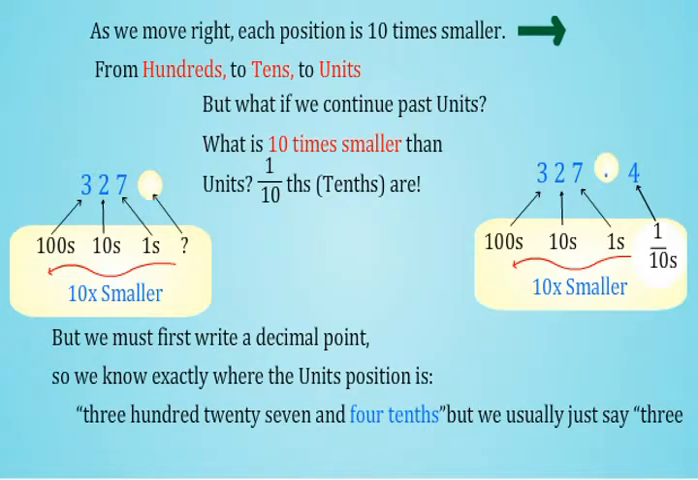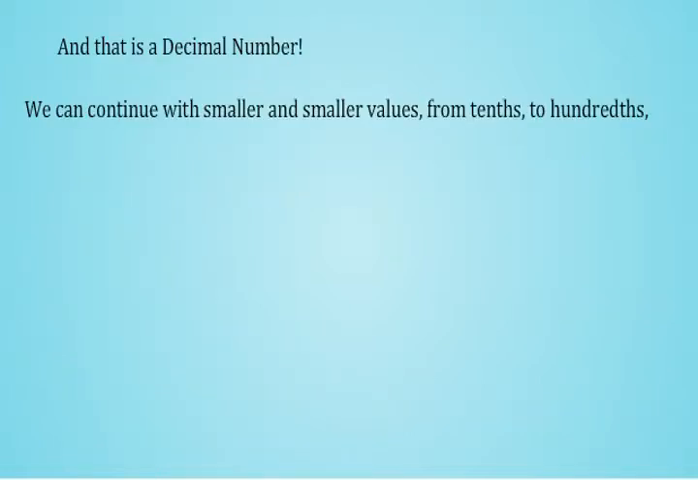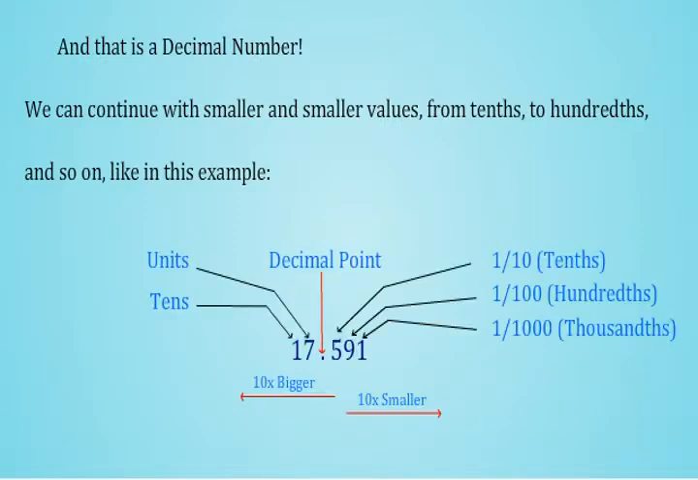327 and 4 tenths, but we usually just say 327.4, and that is a decimal number. We can continue with smaller and smaller values from tenths to hundredths and so on, like in this example, 17.591.